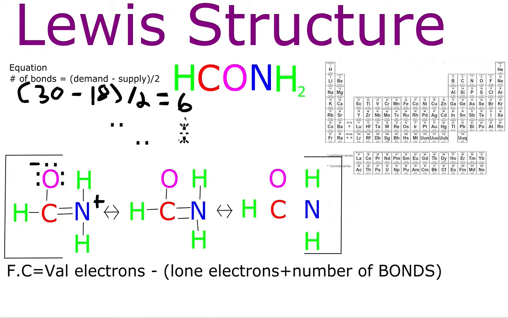Add in these lone pairs. Meant to make another colon, so these are lone pairs. There's a colon. There we go. So don't forget our charges. This oxygen has a negative, this nitrogen has a positive.